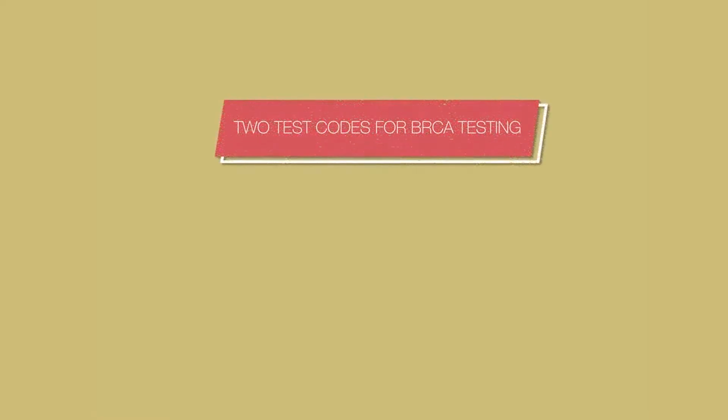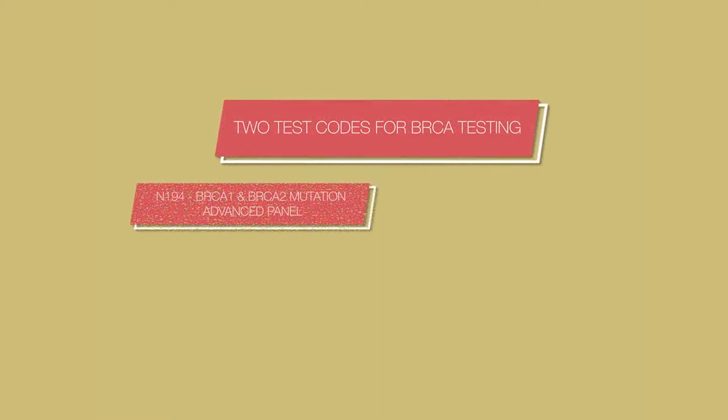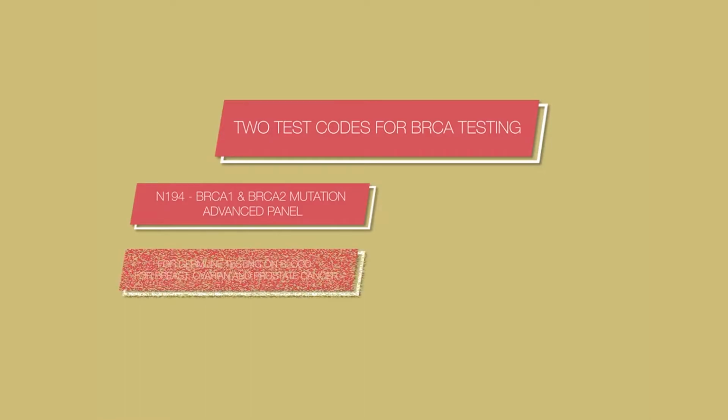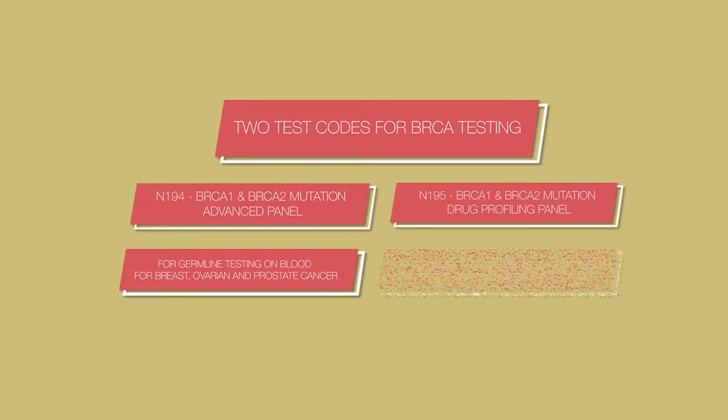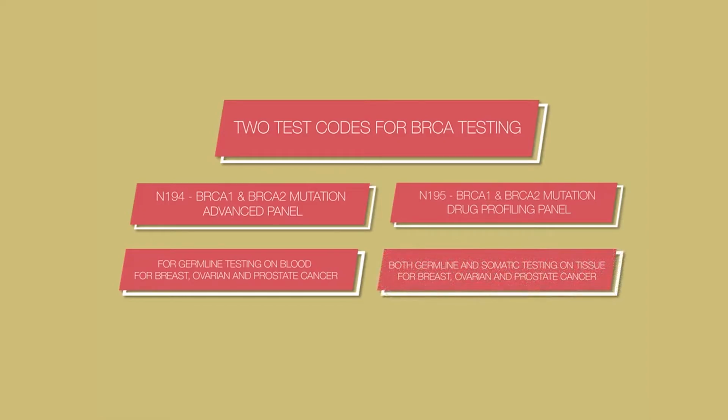There are 2 test codes for BRCA testing. N194, BRCA1 and BRCA2 mutation advanced panel for germline testing on blood for breast, ovarian and prostate cancer. N195, BRCA1 and BRCA2 mutation drug profiling panel for both germline and somatic testing on tissue for breast, ovarian and prostate cancer.